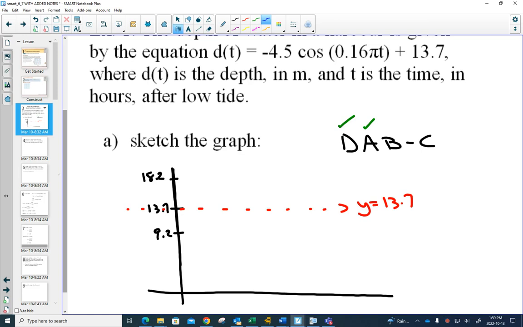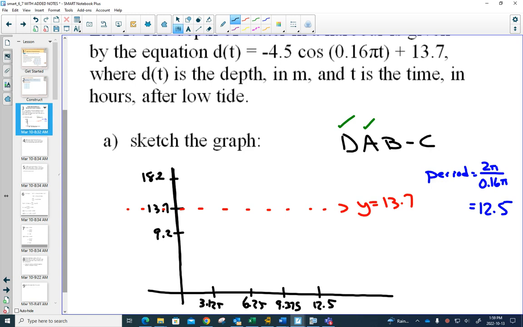We have a formula for the period. The period is always 2 pi divided by the B value, and the B value in this one is 0.16 pi. So your pi's will cancel out. 2 divided by 0.16, and that's 12.5. So that means on my x-axis, I can pick a random point, put 12.5, divide it into 4 equal sections. So this is 6.25, this is 3.125, this is 9.375.